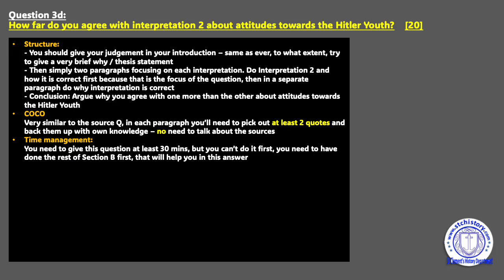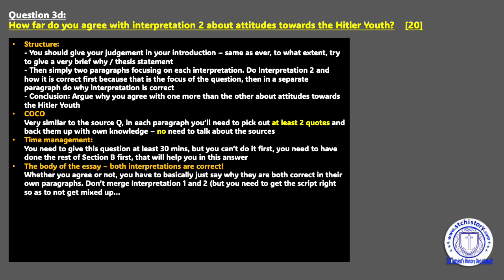Make sure you've got at least 30 minutes for this. Whatever's going on elsewhere in the paper, you need to make sure you're moving on. You've got to be really disciplined: section A needs to be done after about half an hour max. You then need to start working your way through the source questions and the 2 interpretations. Just make sure you've got half an hour to do this.